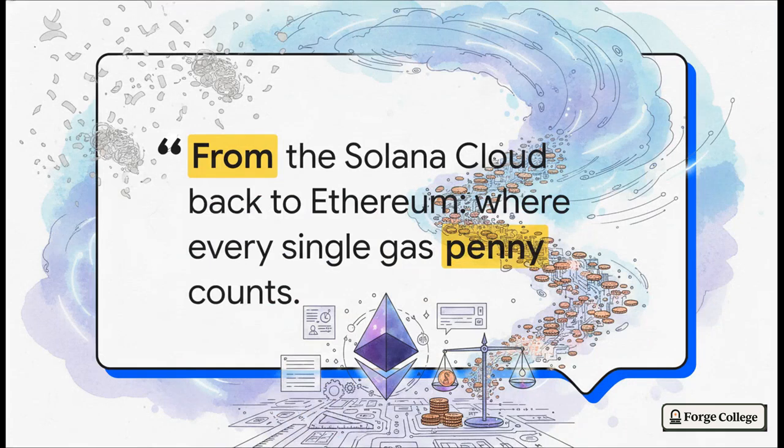I absolutely love this quote. From the Solana cloud back to Ethereum, where every single gas penny counts. It really hits the nail on the head. On other chains, yeah, you might get away with a little ad hoc tinkering, just throwing computational resources around like confetti at a parade. But the strict reality of Ethereum is vastly different. Messy, unrecorded optimizations simply won't cut it, especially not for your Capstone project. We need proof, we need structure, and we need absolute precision.